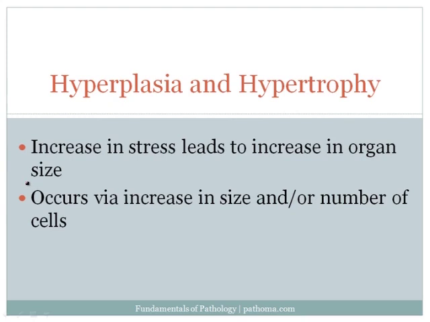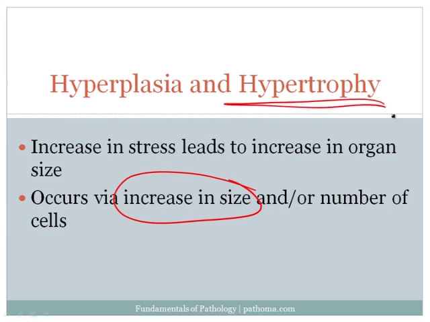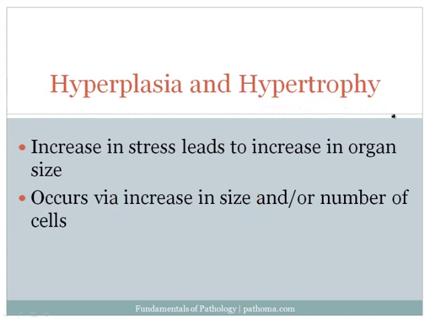Now, how will the organ become bigger? Well, there's two ways. One way by which the organ could become bigger is to increase the size of the cells of that organ. And an increase in cell size is actually called hypertrophy. So one way by which the organ becomes bigger is to increase the cell size, i.e. hypertrophy. Another way by which the organ can become bigger would be to increase the number of cells of the organ, and an increase in number of cells is called hyperplasia. So basically speaking, these two mechanisms, hyperplasia and hypertrophy, allow for the organ to increase in size in the face of an increase in stress.